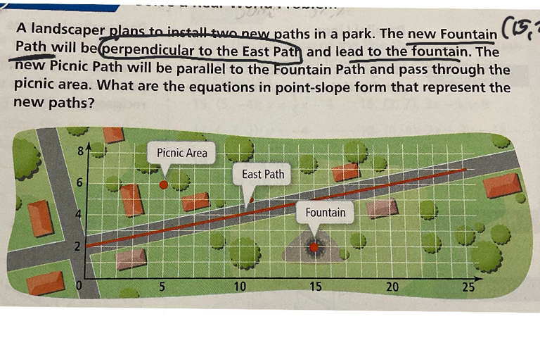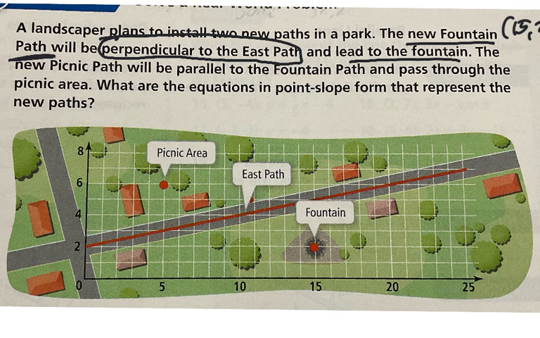So, given 2 points, how can I find the slope of this line? I could use the slope formula, right? y2 minus y1 over x2 minus x1. But because it's a graph, I'm just going to do the rise over the run and just count. How much did I rise? 1. How much did I run? 1, 2, 3, 4, 5. So I rose 1, I ran 5, meaning the slope of the east path is 1/5.